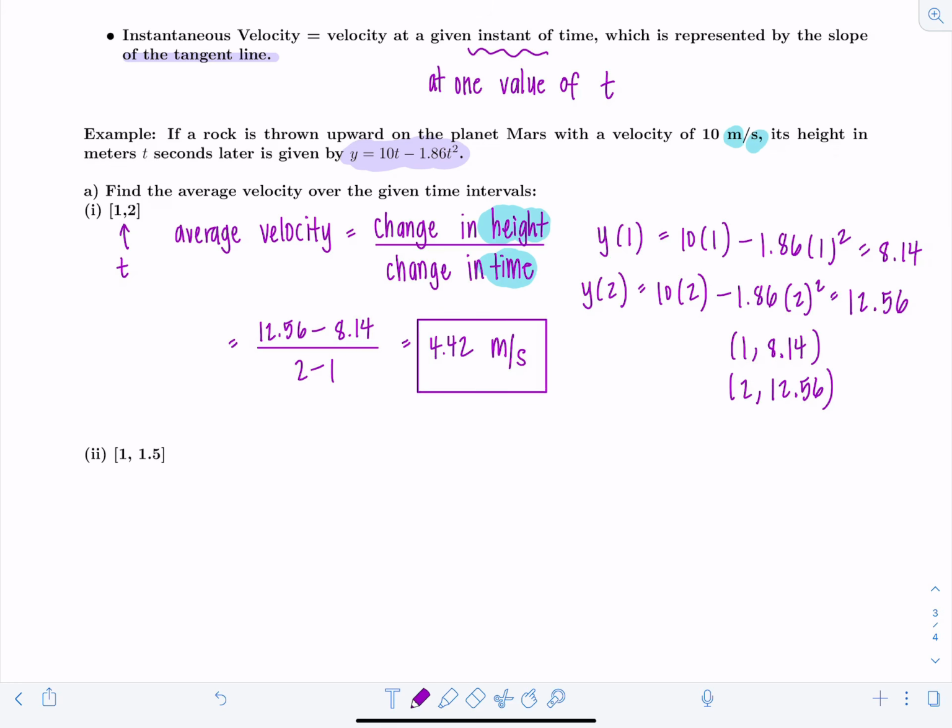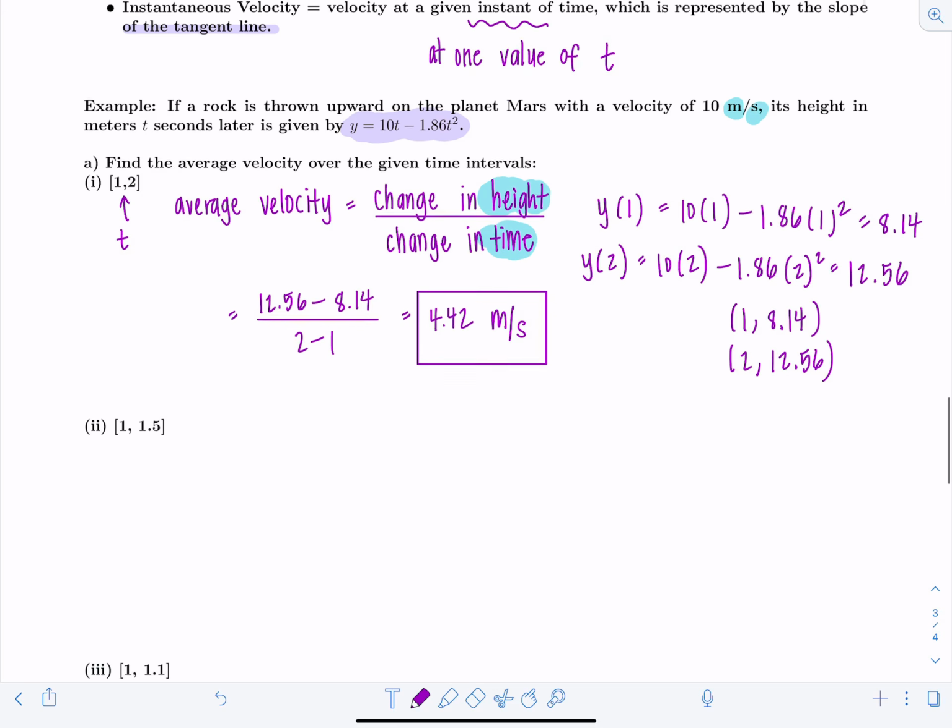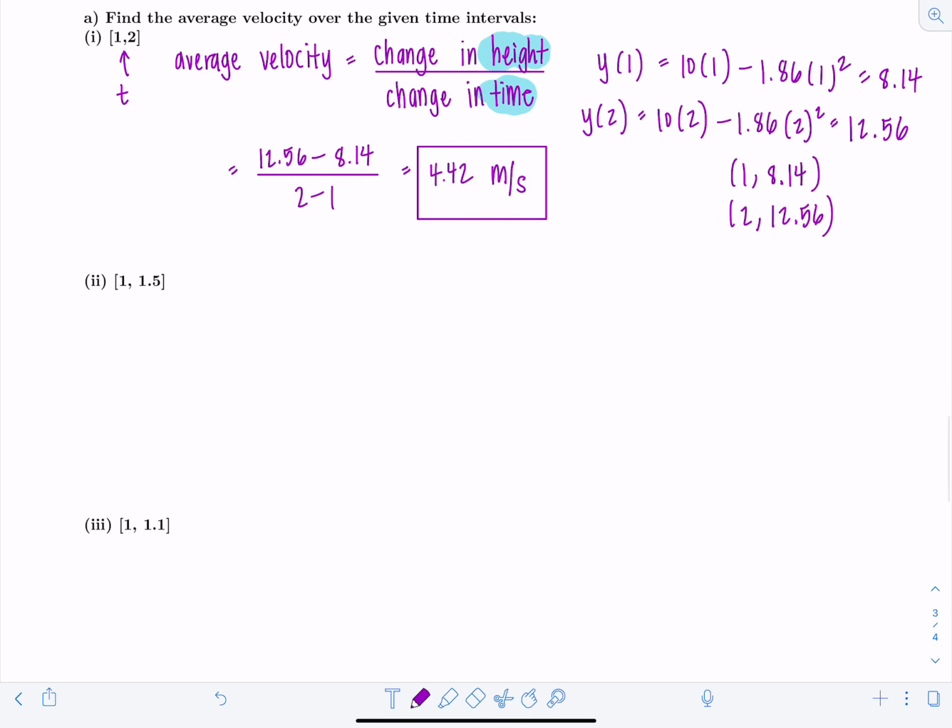Okay, good. Now notice we change up the interval. So instead of looking at the interval from 1 to 2, now the interval goes from 1 to 1.5. So all that's going to change are the values here, right? So basically to get this average velocity, you would have y of 1.5 minus y of 1, which we know is 8.14, divided by 1.5 minus 1. And then don't worry, I already did this ahead of time, and you get 5.35 meters per second.